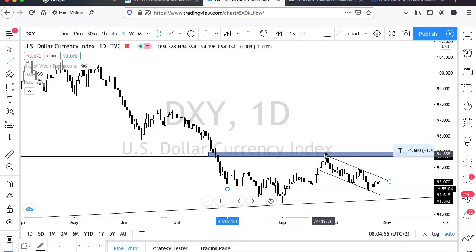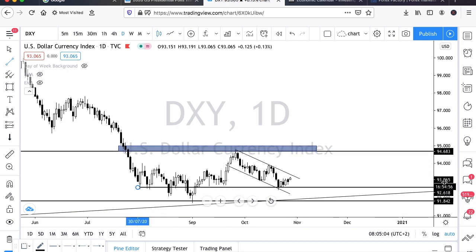If this was the impulse move and this was a correction move, it's most likely, if it doesn't break below this, what's this, 92.63, it's possible that the dollar will get some spikes somewhere, maybe to the bottom, then reject.